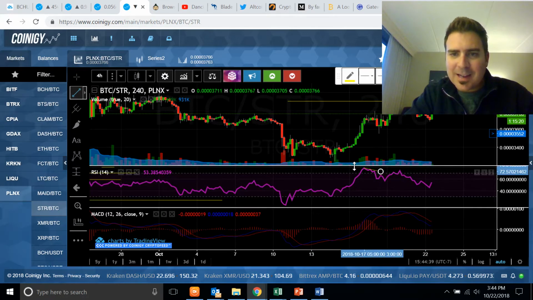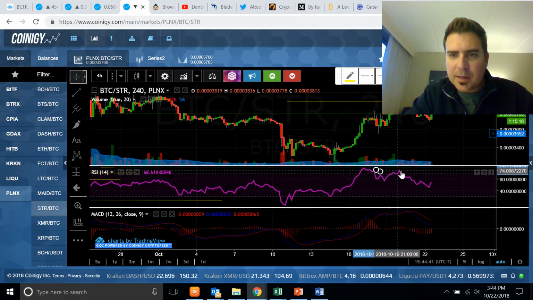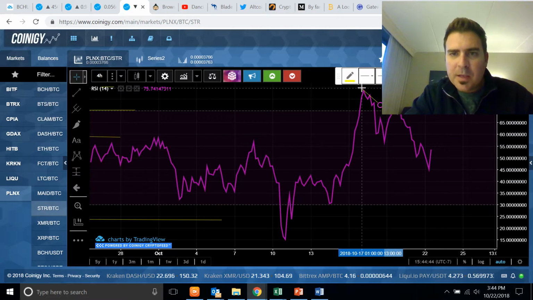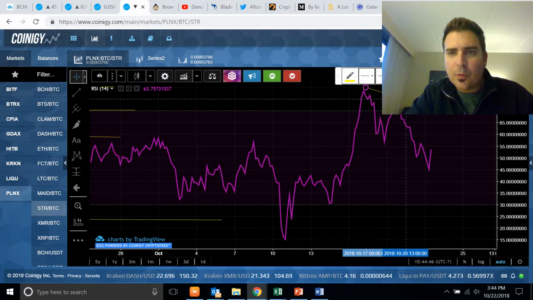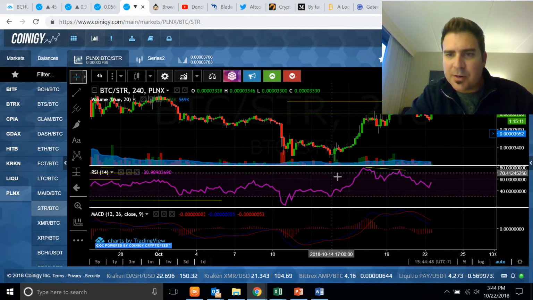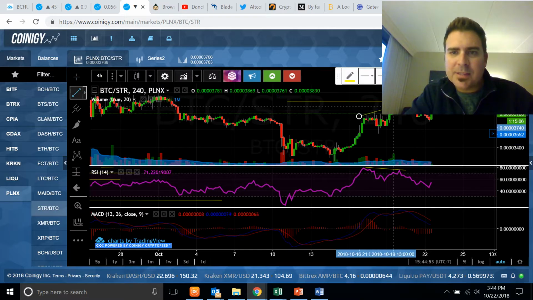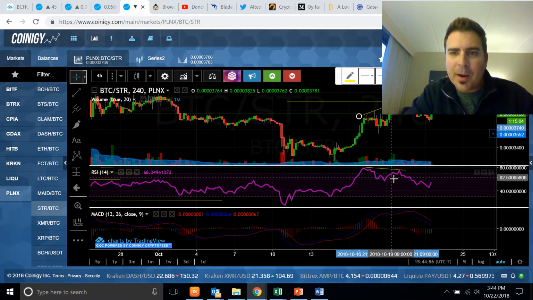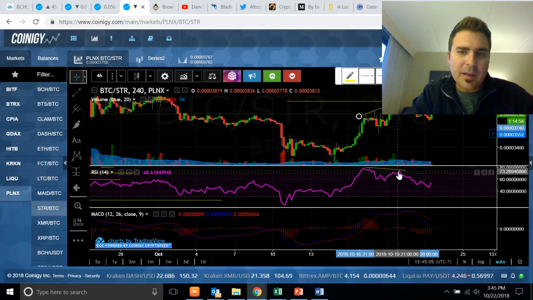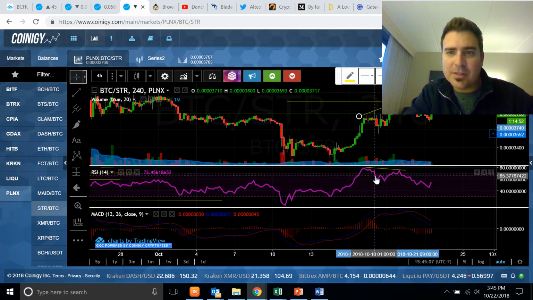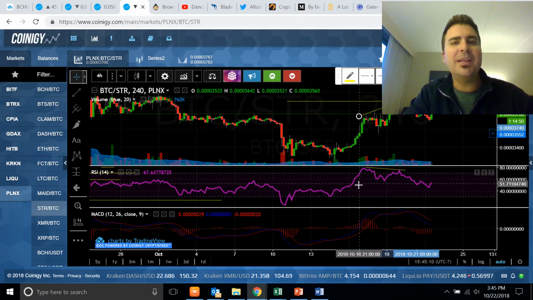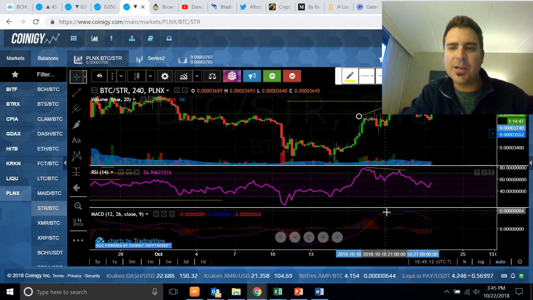So the RSI right here, let me open this up a little bit. The RSI was getting more and more bearish. There was bearish divergence on the RSI, while at the same time the price right here was going up, right? So you see we have a higher price compared to the previous price, and on RSI we have a lower high compared to the previous high on RSI, right? That typically always means a bearish situation, right?